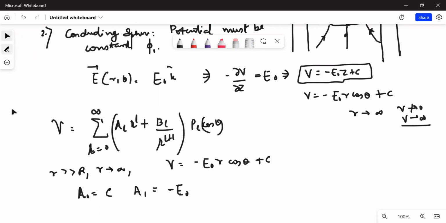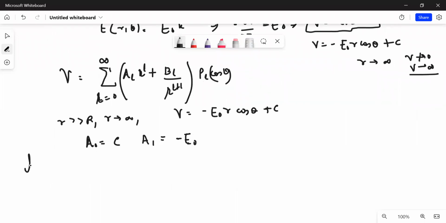So one can understand that in general, till now, whatever conditions have been supplied to me, also understand I have not written the B_L terms as 0. I have written that since r tends to infinity, this term would go to 0. Okay, this term would go to 0. So in general, I can write my potential.